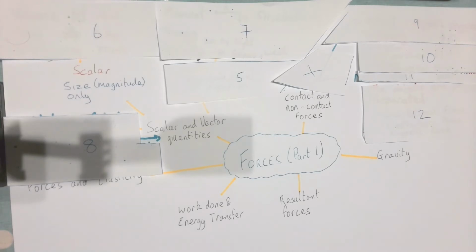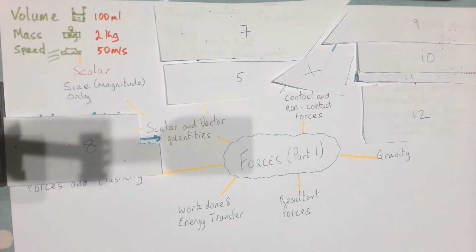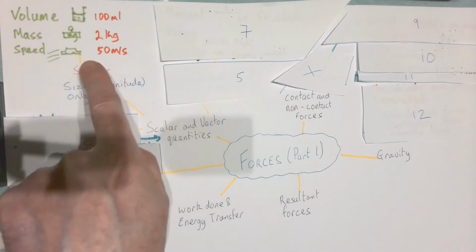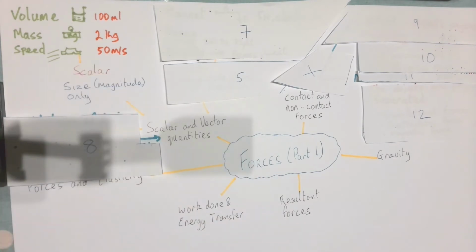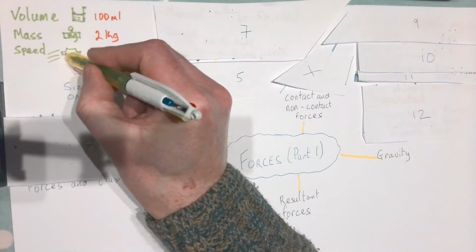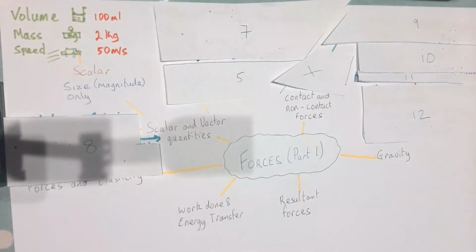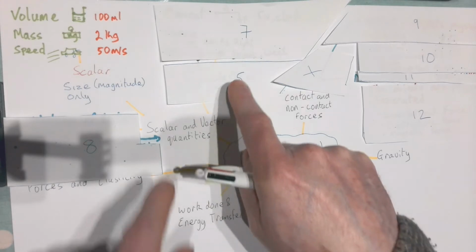Examples of a scalar: volume, such as 100 milliliters in a beaker; mass, such as a 2-kilogram mass; and speed, such as a car, which I haven't completed there. Let's put in the wheels. There you go. Going at 50 meters per second. What is a vector quantity?